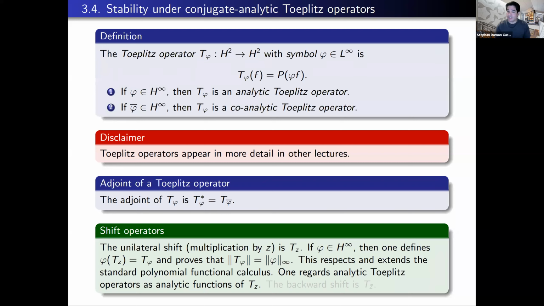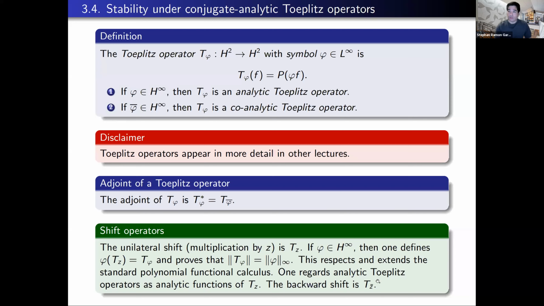Now, there's a lot of details to fill in there, but one can actually prove that this is isometric. The norm of T sub phi is actually the norm of phi in H infinity. So in other words, one can regard these analytic Toeplitz operators as analytic functions of the shift operator, analytic functions of T sub z. On the other hand, the backward shift, which is the adjoint of the forward shift, well, that's going to be T of z bar.